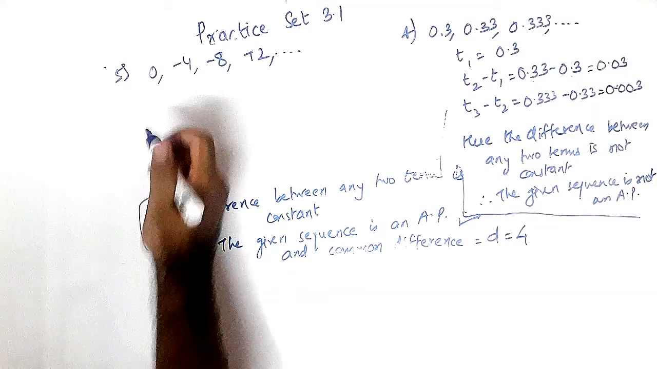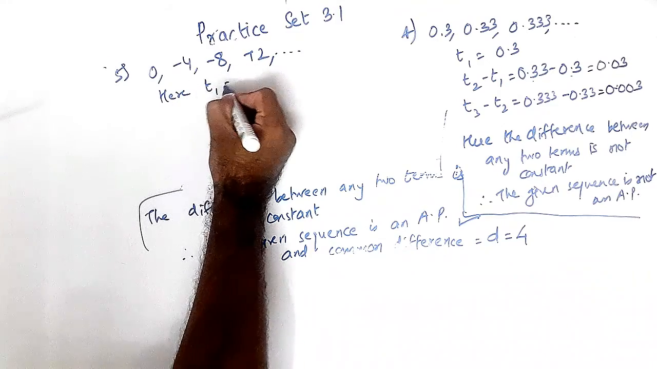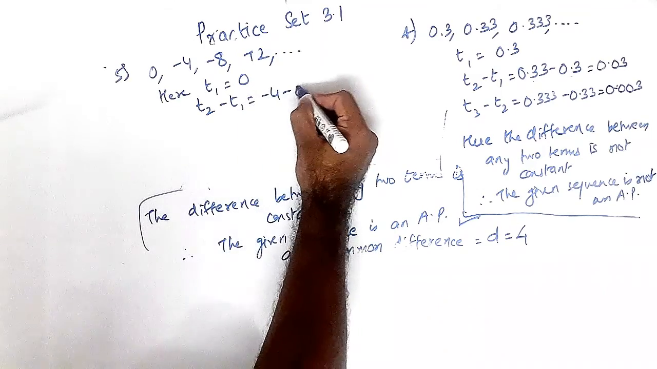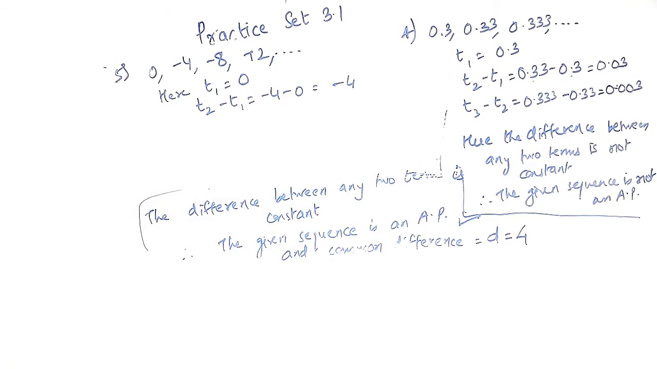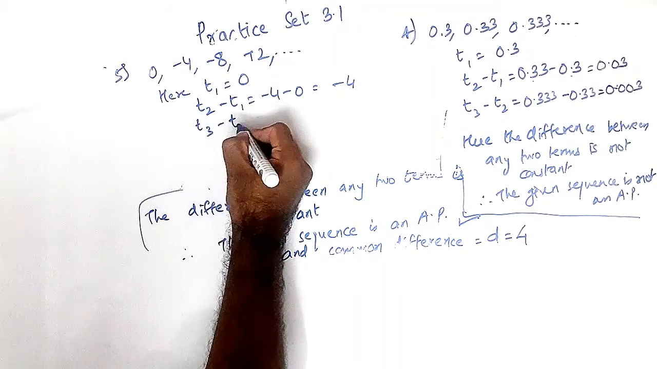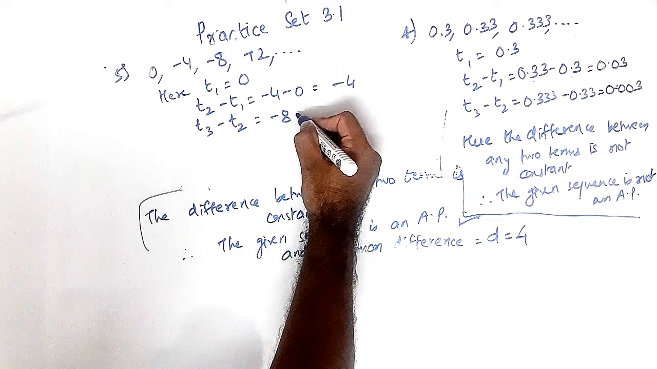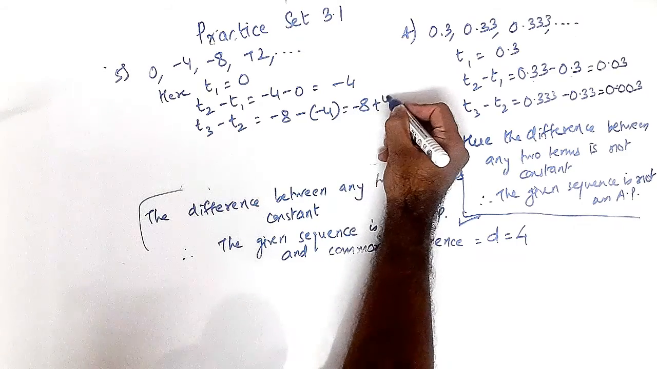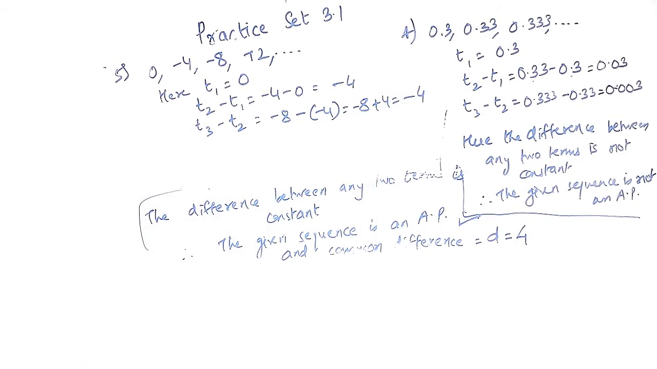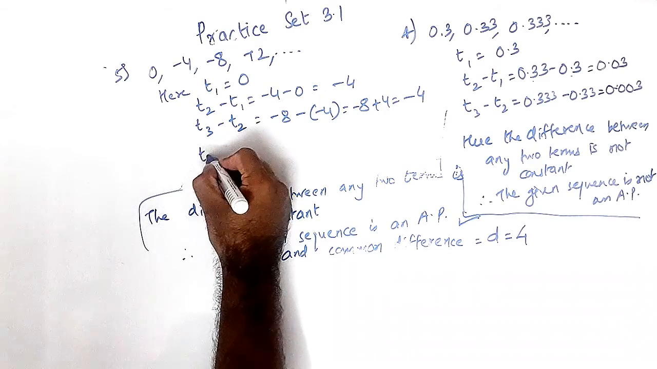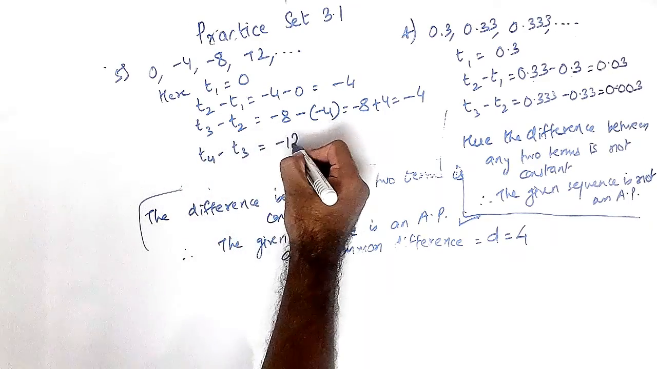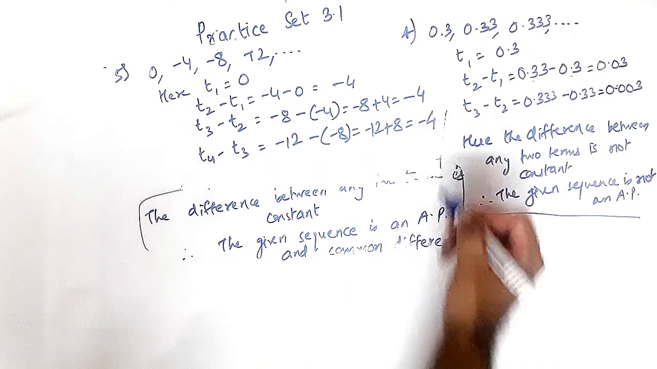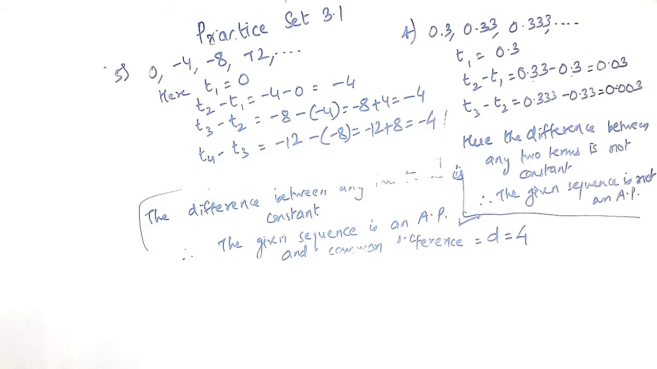So as you can see, fifth one, here T1 is equal to 0, T2 minus T1 is equal to minus 4 minus 0, so that comes to minus 4. Then I'll come to T3 minus T2. T3 minus T2 is minus 8 minus 4, so that becomes minus 8 plus 4, which is also equal to minus 4. And T4 minus T3 is equal to minus 12 minus 8, so it is minus 12 plus 8, so it is minus 4.